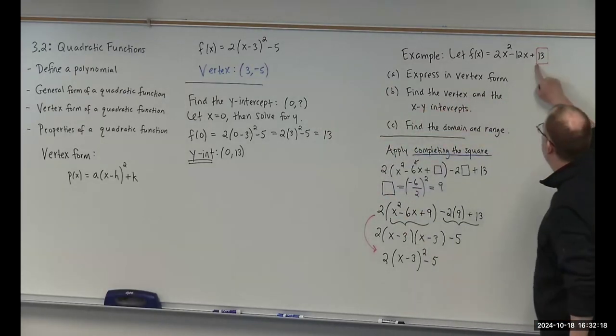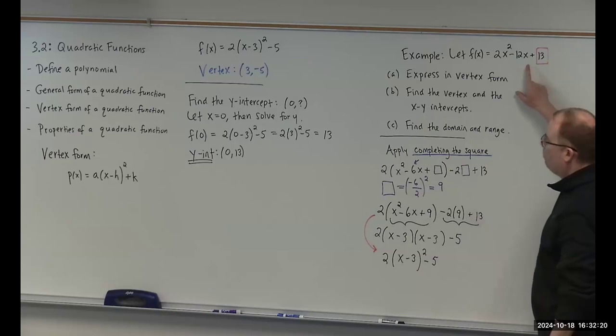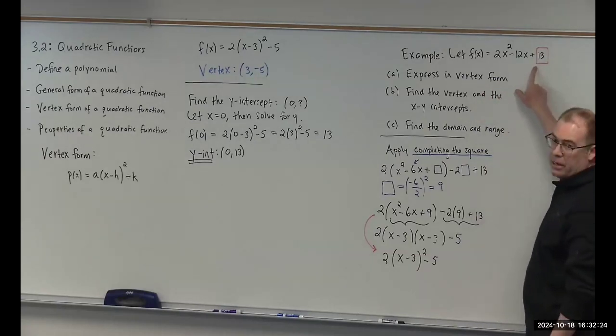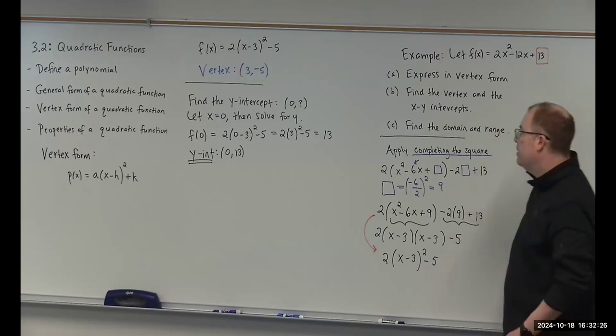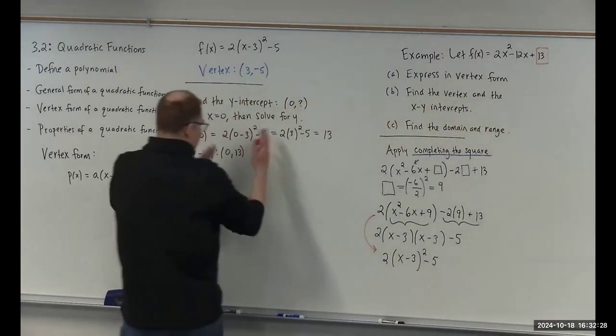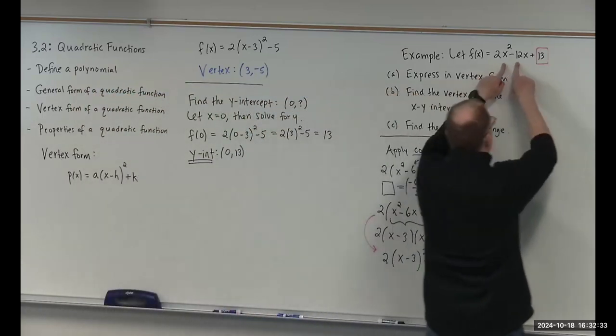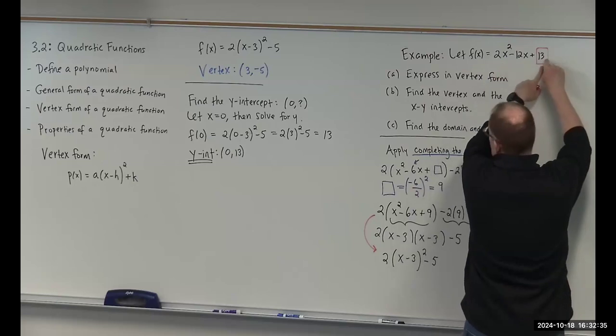We can just say, okay, we can look here and we can see that the y-intercept will be (0, whatever this number is). In this case, 13. That makes sense because when you evaluate the function at 0, these terms become 0, and that leaves you with this number.